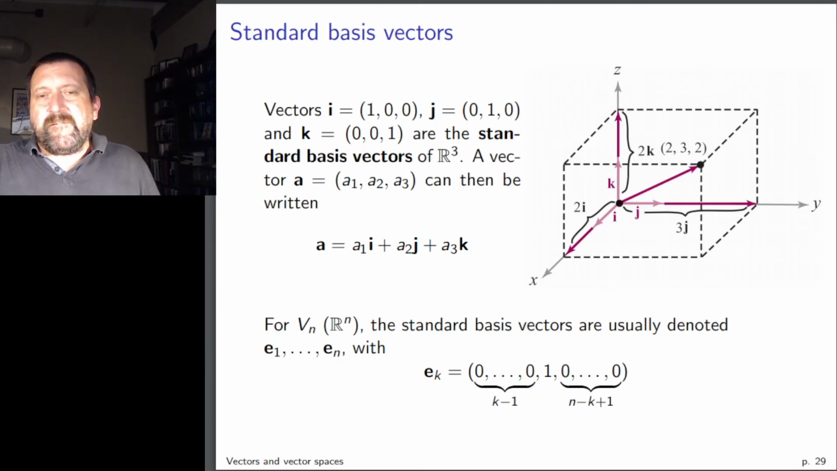And finally, in Rn, so if instead of considering R3 as we were doing before, in Rn, the standard basis vectors we typically denote e1 to en, and for a given value of k, ek would be the vector that has k minus 1 zeros before, then a 1, and then n minus k zeros again. So the 1 would be in the kth position in this vector, and all the other numbers would be 0. And that's all for now for vectors.